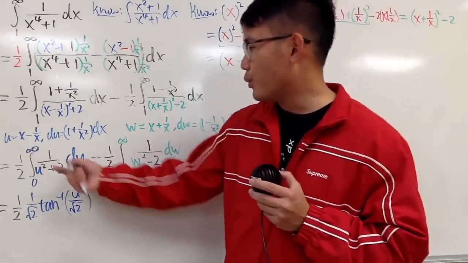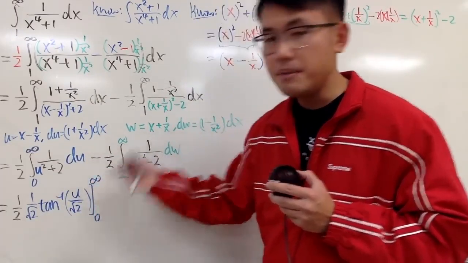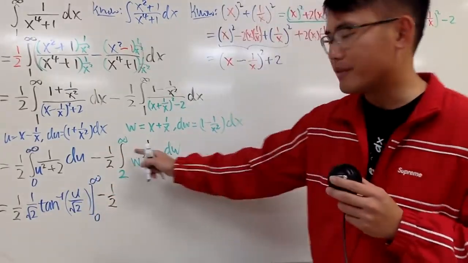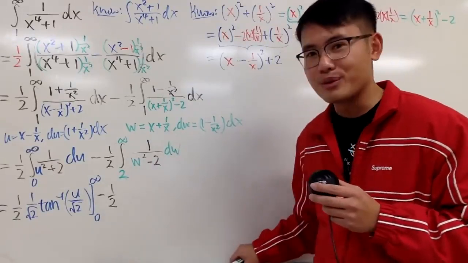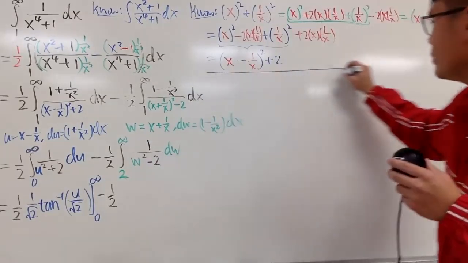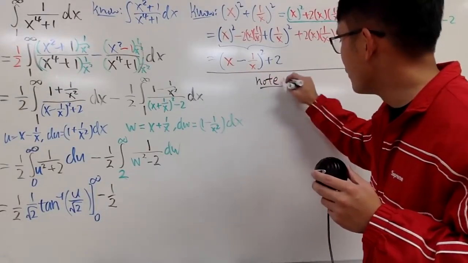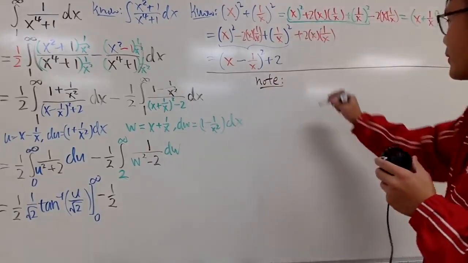And since we are in the u world already, let's finish everything in the u world. So I will go from 0 to infinity. And then to continue, we have the minus 1/2, and then we have to integrate 1 over w squared minus 2. Well, how can we do that? Well, let me put down more notes for you guys on the side. So here we go. Yes, you can use partial fractions, but let's not do that at all, okay?